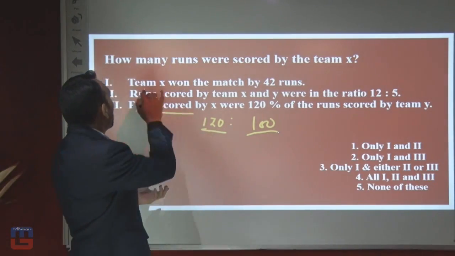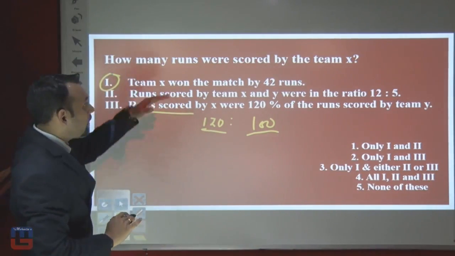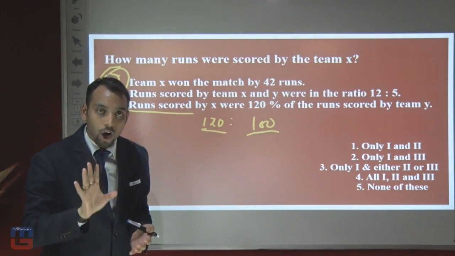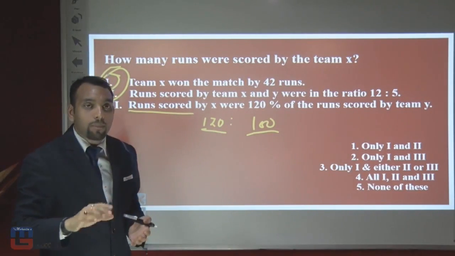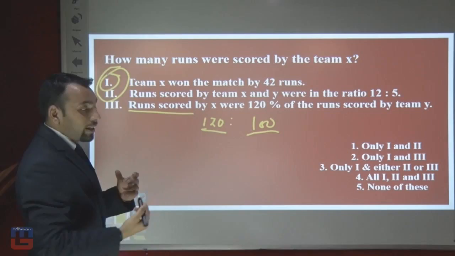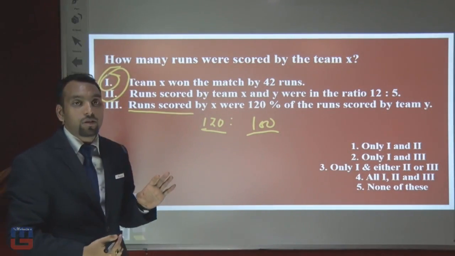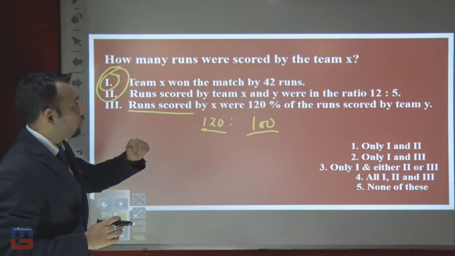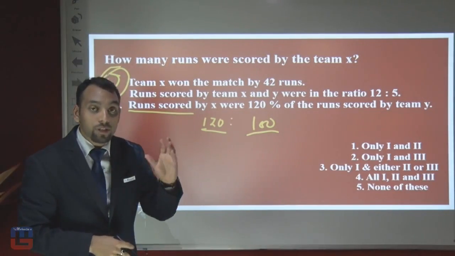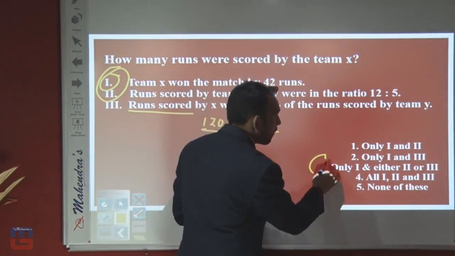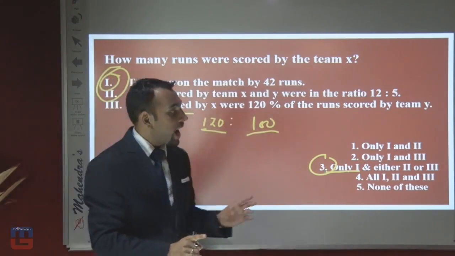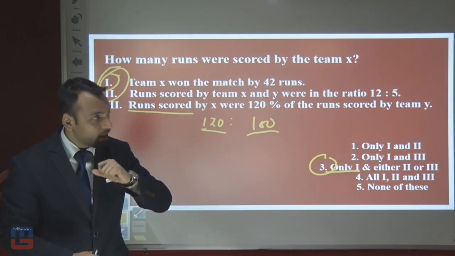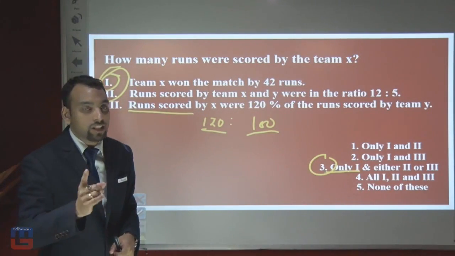You can see in the first statement we have the difference. So if we take first and second, we are able to find the answer. Or if we have first and third, we are also able to find the answer. So the answer of this data sufficiency question is that only the first is needed, along with either second or third. So the answer will be the third option.